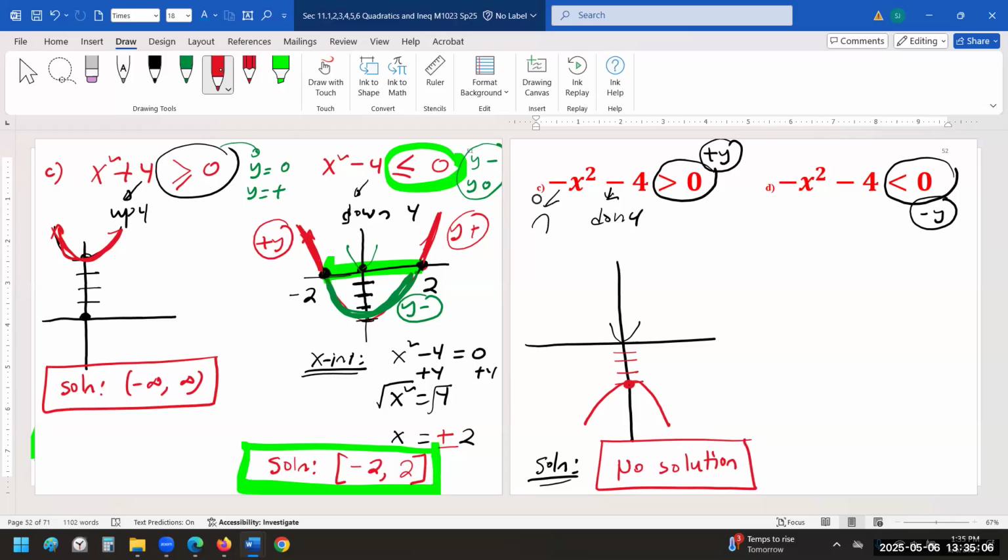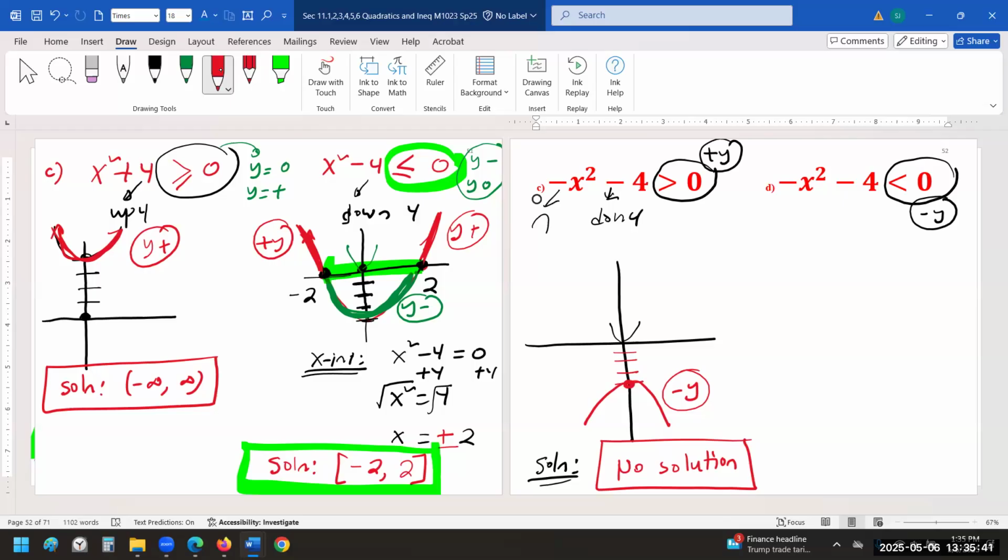What are you looking for here? And what does greater than 0 mean? Positive or negative? What type of y do you get here? Positive or negative? See, in here, all the y's are positive. And in here, all the y's are negative. But you're looking for positive y, there's no positive y, so no solution.